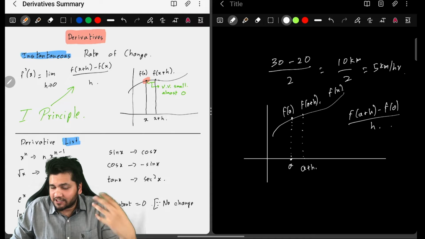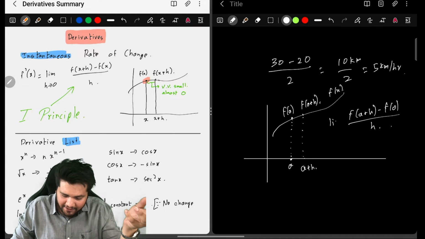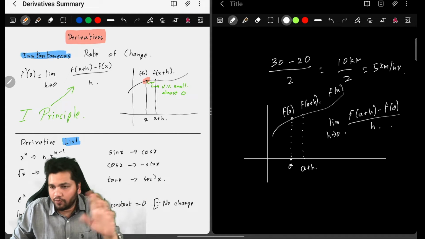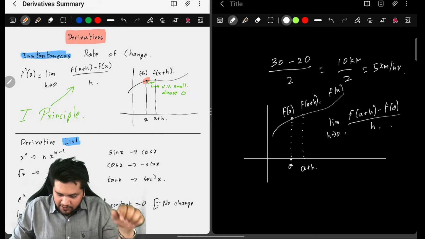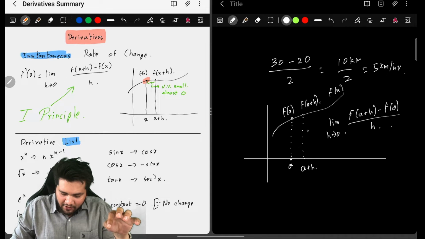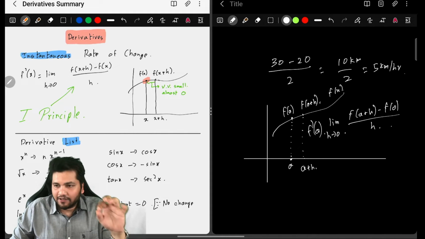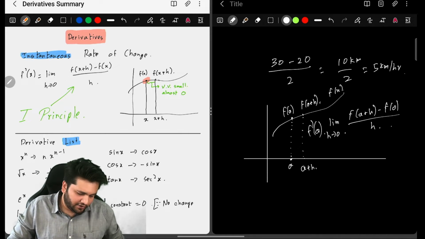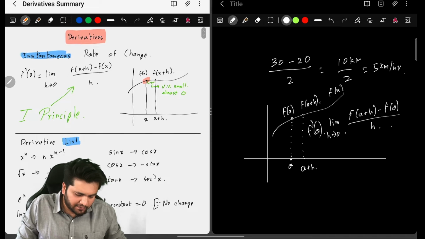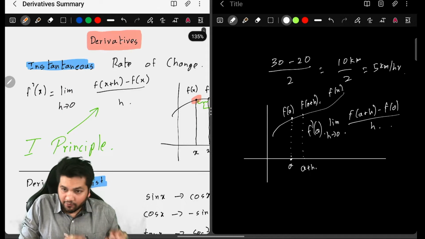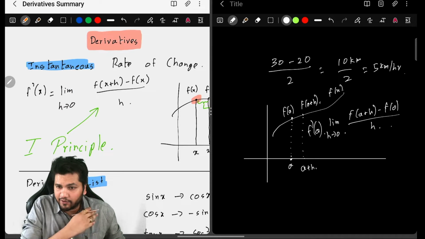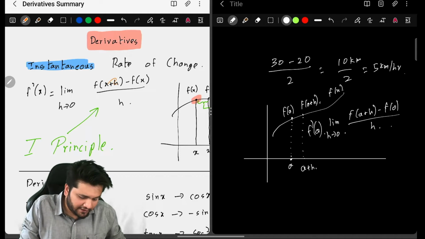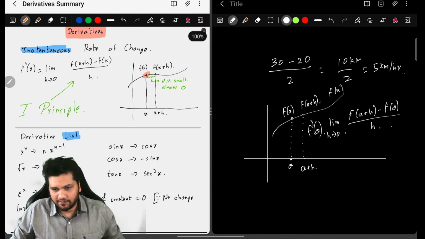Now what could be the least value of h? It is nothing but limit h tends to 0. That means it is almost 0 but not 0. So as you can see, this is nothing but your f dash of a, that means the derivative at that particular point, that is a. In general, the first principle of the derivative is: limit h tends to 0, where h is very, very small, of f of x plus h minus f of x, upon h. This is nothing but your first principle of derivative.